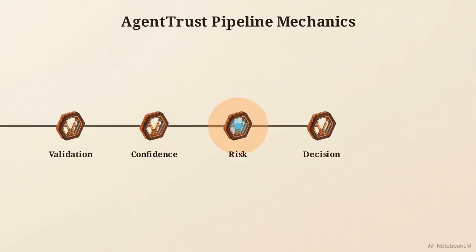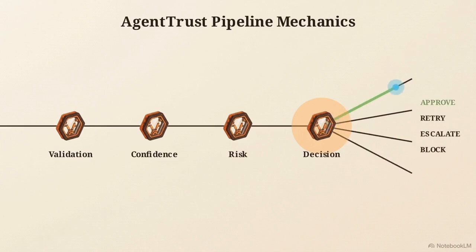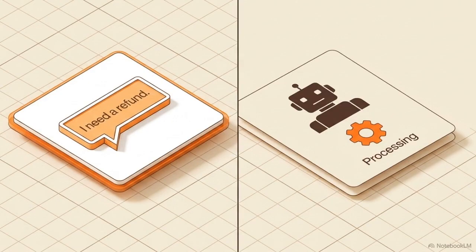The third chamber evaluates risk. It calculates the specific business impact and policy sensitivity of the action the agent wants to take. Finally, the decision engine takes all that preceding data and forces one of 4 strict outcomes: approve, retry, escalate, or block. Let's test it on a customer service agent handling refunds.